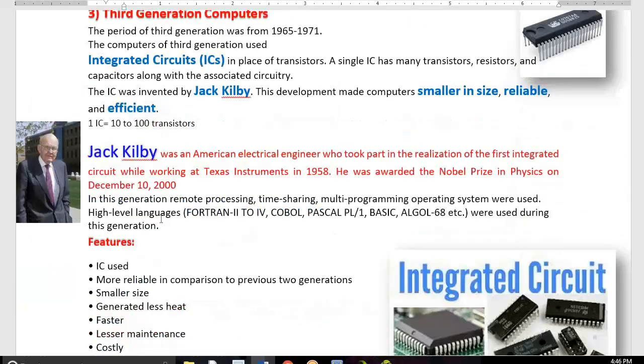Next, third generation, very interesting. Because of Jack Kilby, we saw third generation computers. Jack Kilby was an American electrical engineer who took part in the realization of the first integrated circuit. He invented integrated circuits while working at Texas Instruments in 1958. He was awarded the Nobel Prize in Physics on December 10, 2000.